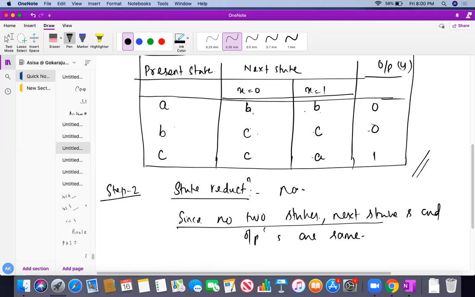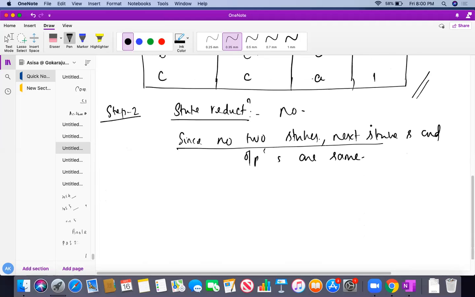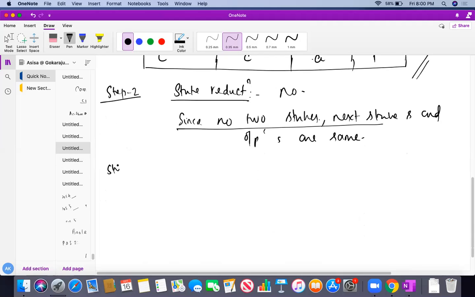No state reduction. Because if these two states have equal values, then only can we have one state; we have to reduce it, and one B will be removed. So that's why no state reduction is possible. Next, step 3. What is step 3?